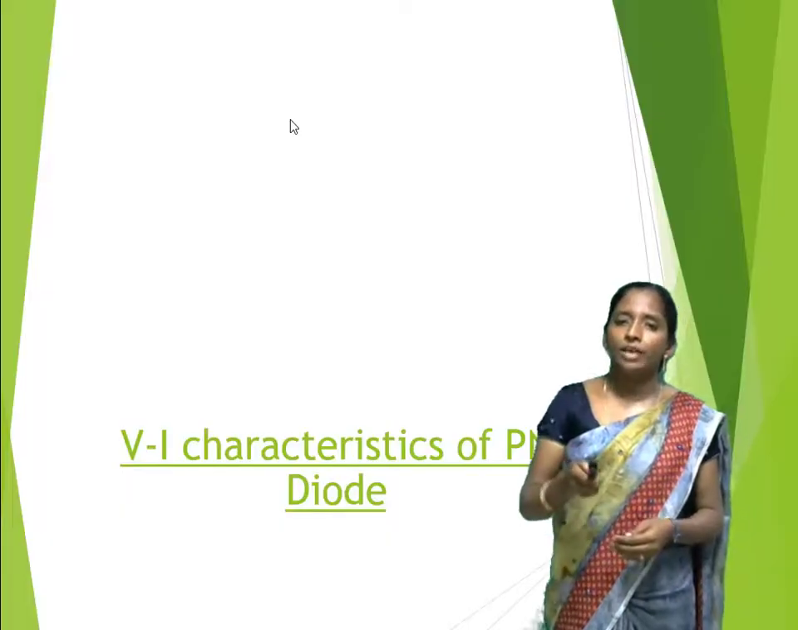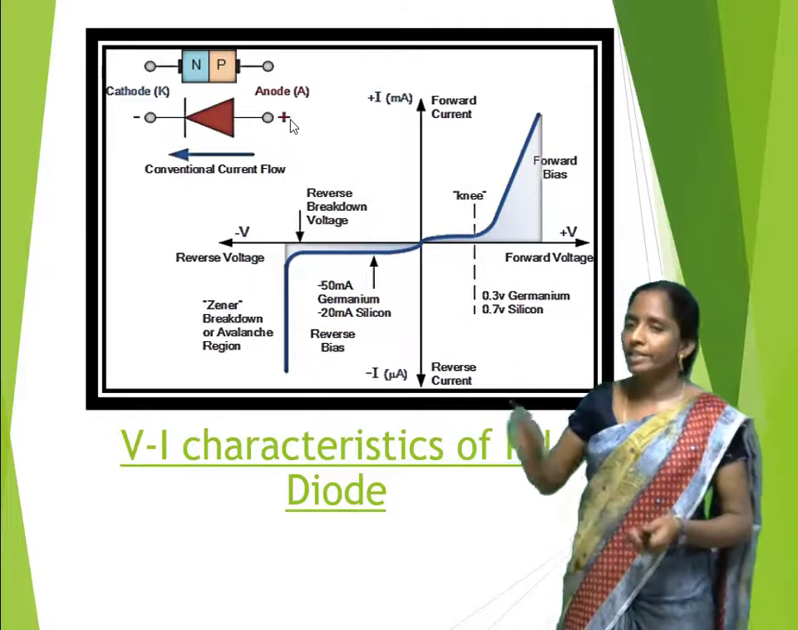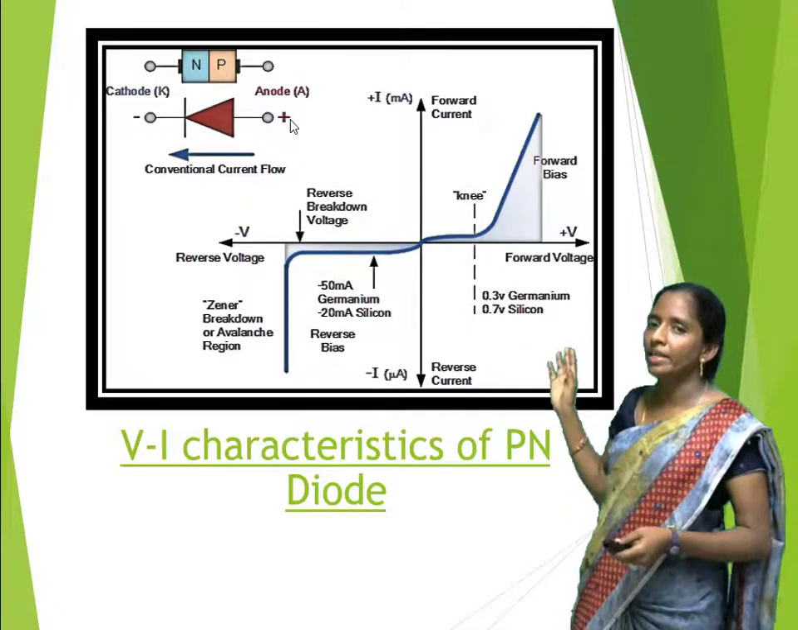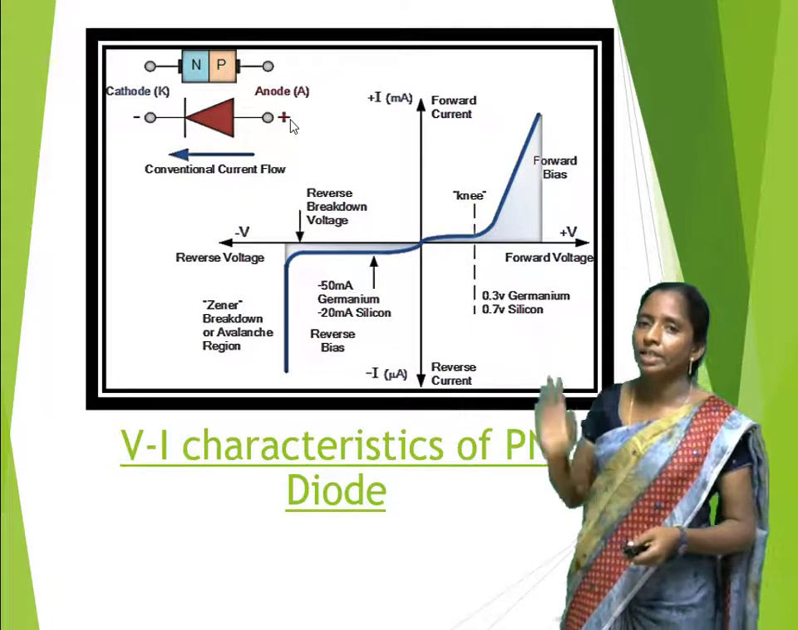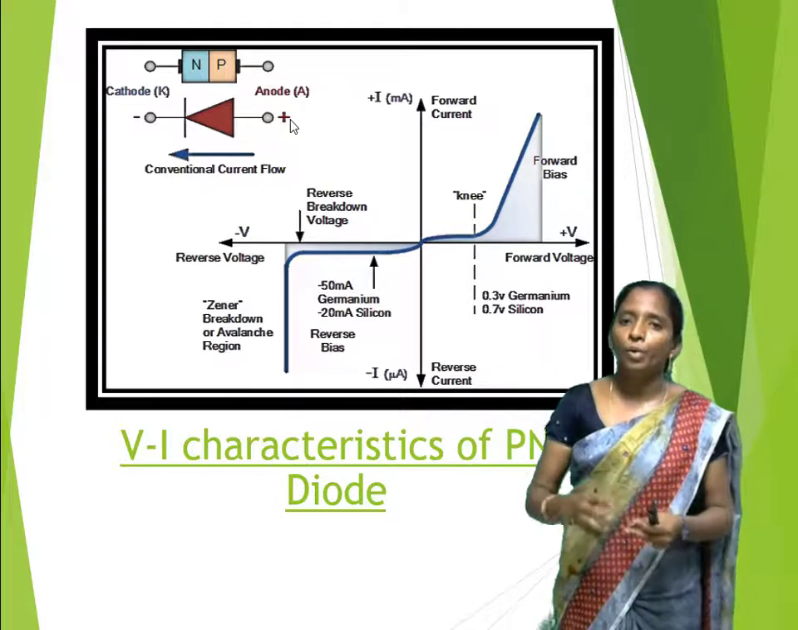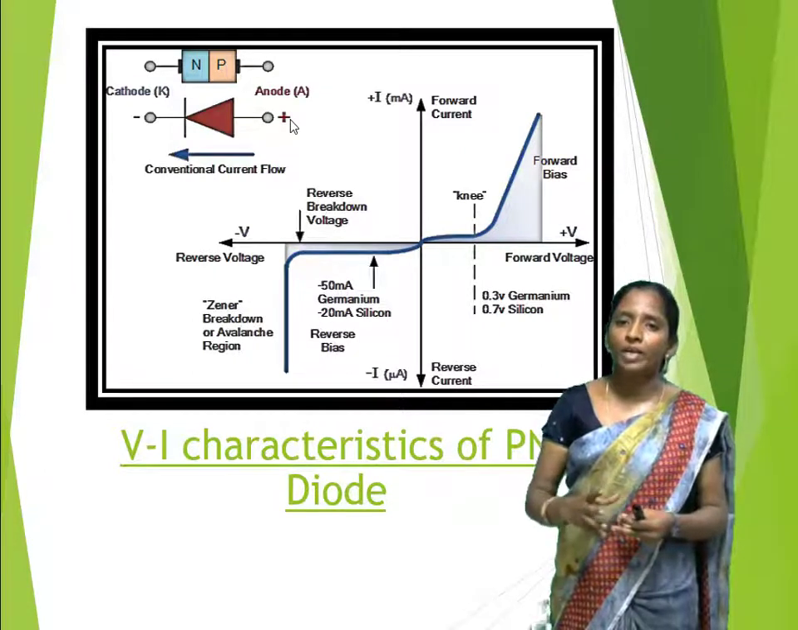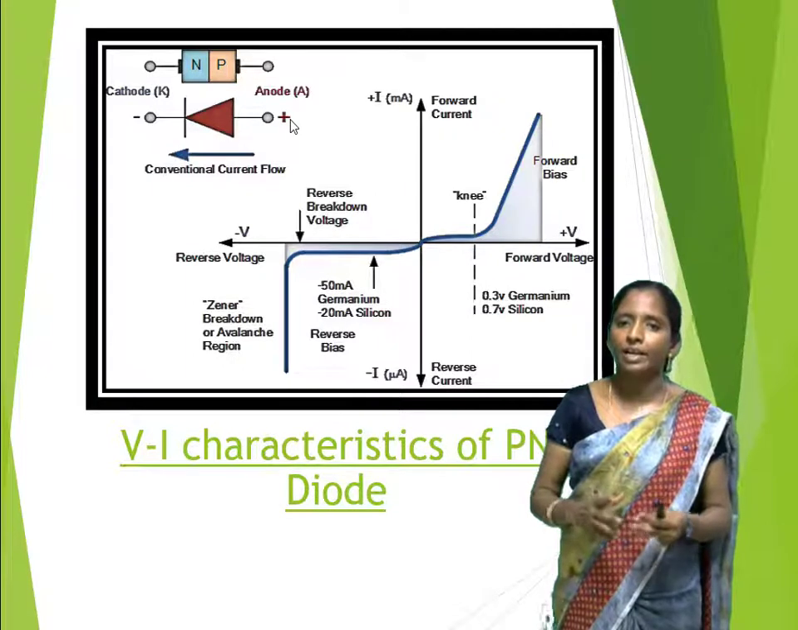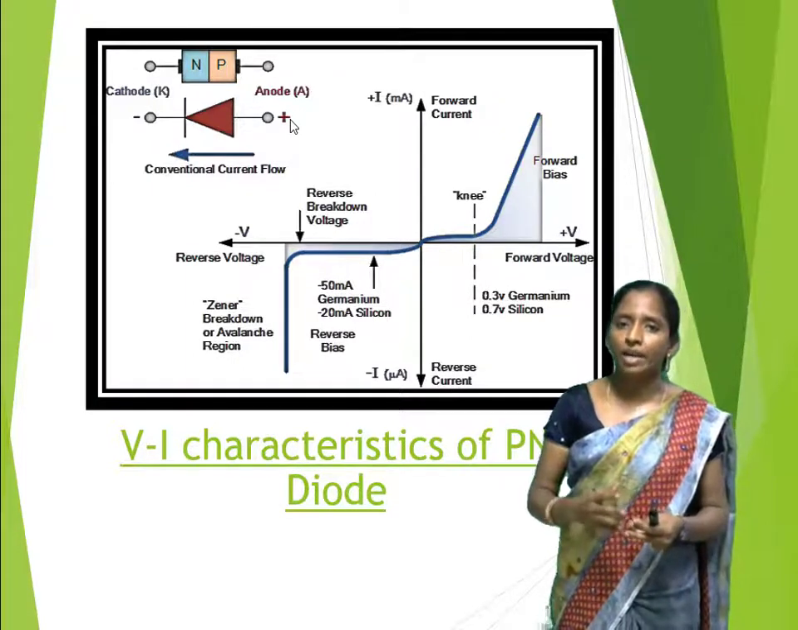V-I characteristics of the PN junction diode. This is the V-I characteristics of the PN junction diode. The PN junction diode has mostly two types of V-I characteristics: one is forward bias characteristics and another one is reverse bias characteristics.